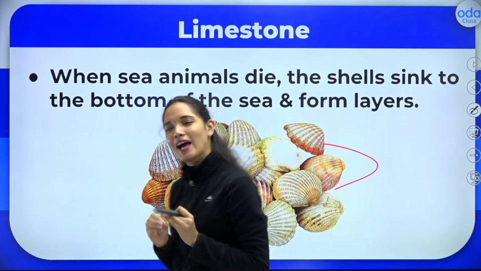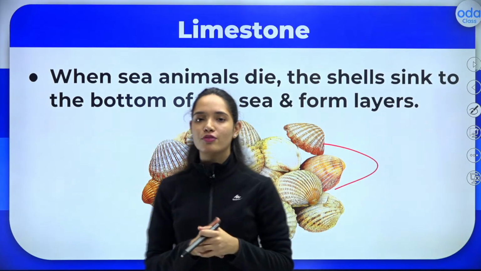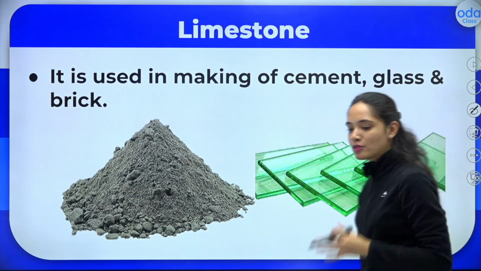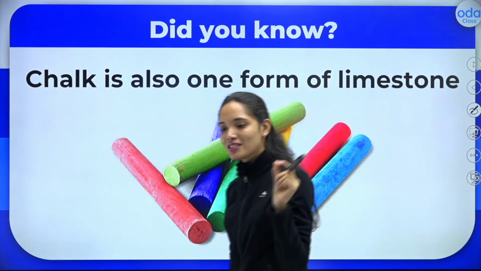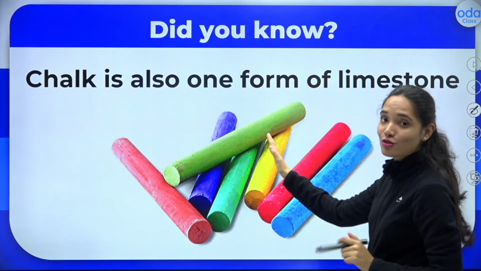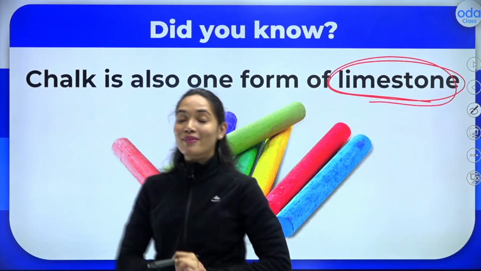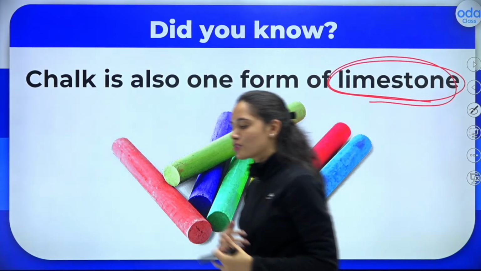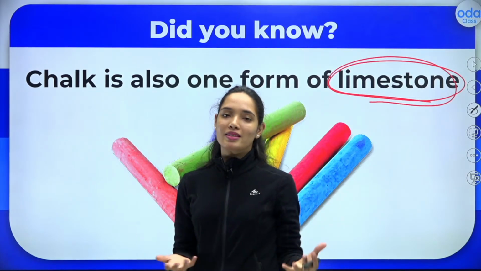Can you even imagine that limestone is made because of those sea shells, because of sea organisms? It's a huge contribution from their end, right students? Limestone is used in making cement, glass and bricks. And do you know what? The chalk. The first thing that we hold when we start learning and writing is the chalk. That chalk is also one form of limestone. Isn't it amazing, students? This is what fascinates me a lot about rocks and minerals, because we use these things on a daily basis, and their source and their origin is amazing. It's beautiful, right?